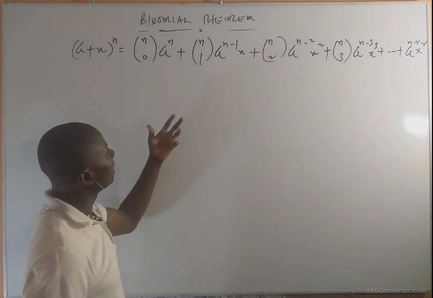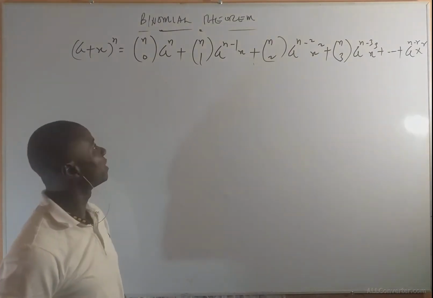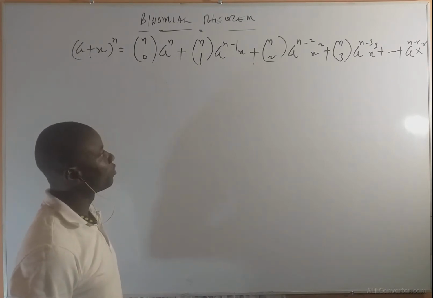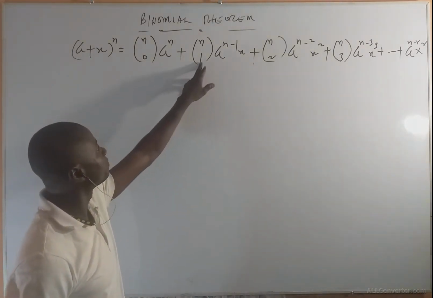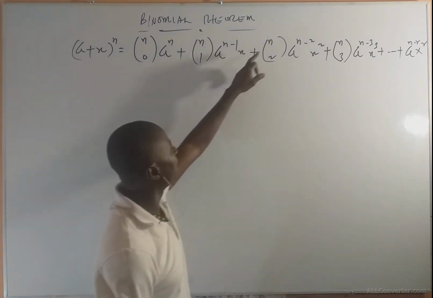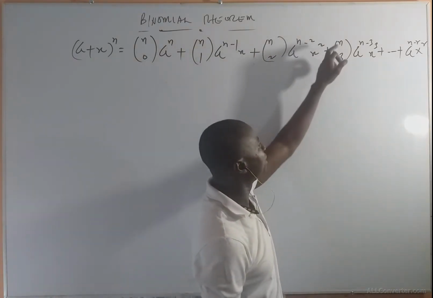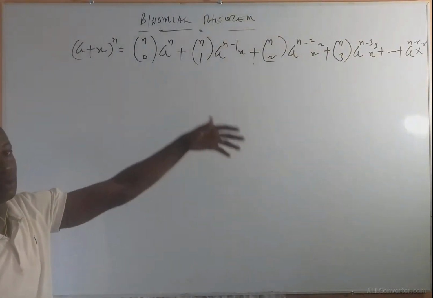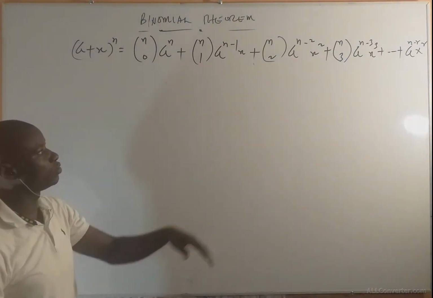So if you are given a binomial expansion, you can also use the combination approach to solve this problem. Now I'm going to explain this to you. This is n combination 0, this is n combination 1, this is n combination 2, this is n combination 3, in that order. It depends on the highest exponent. That will tell you where you are supposed to stop, or the question can tell you where to stop.